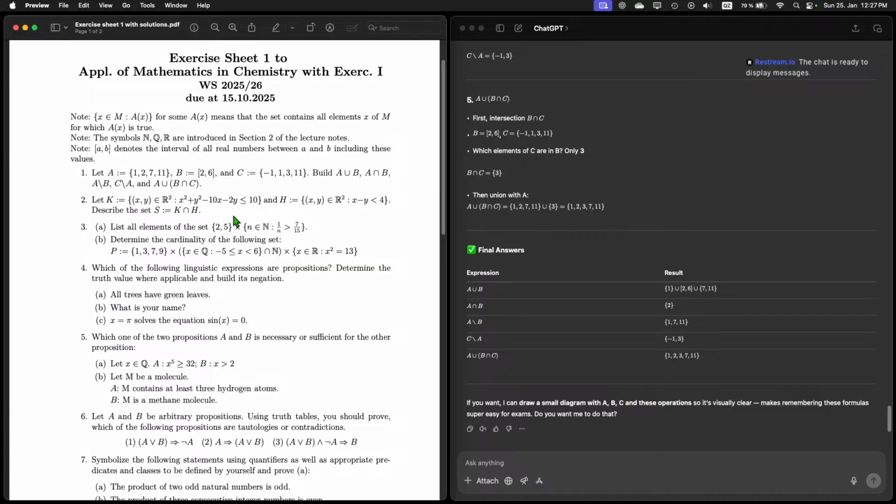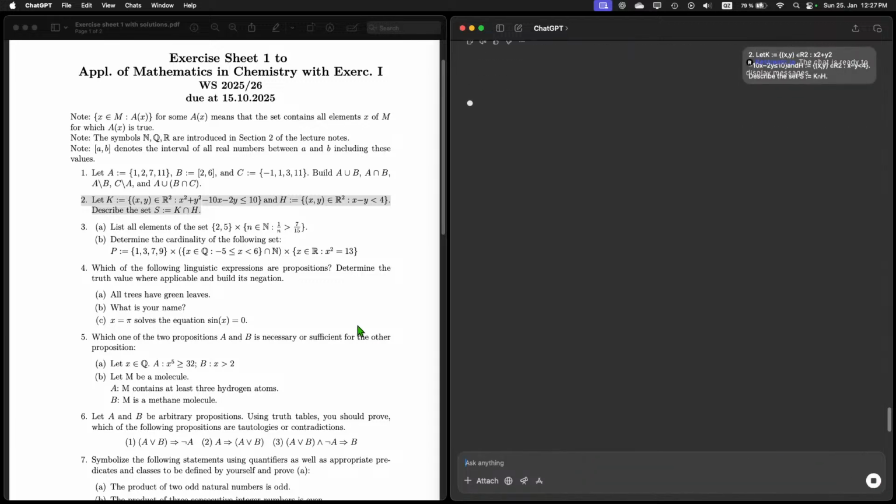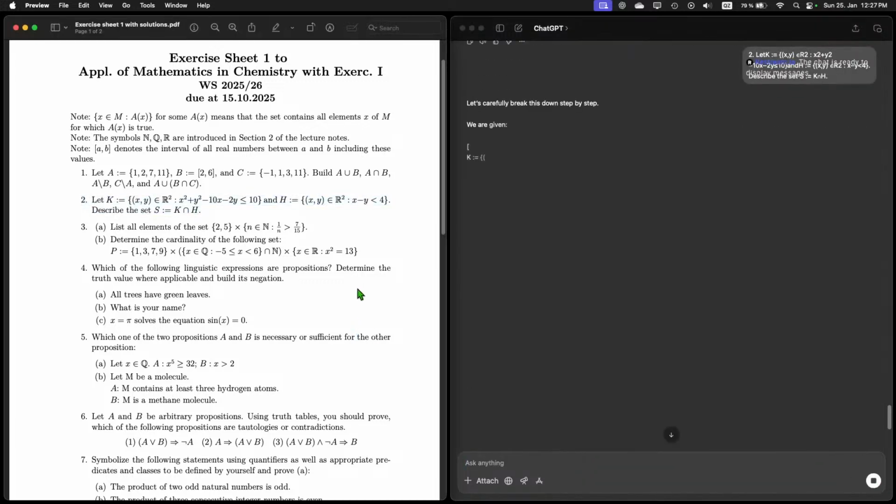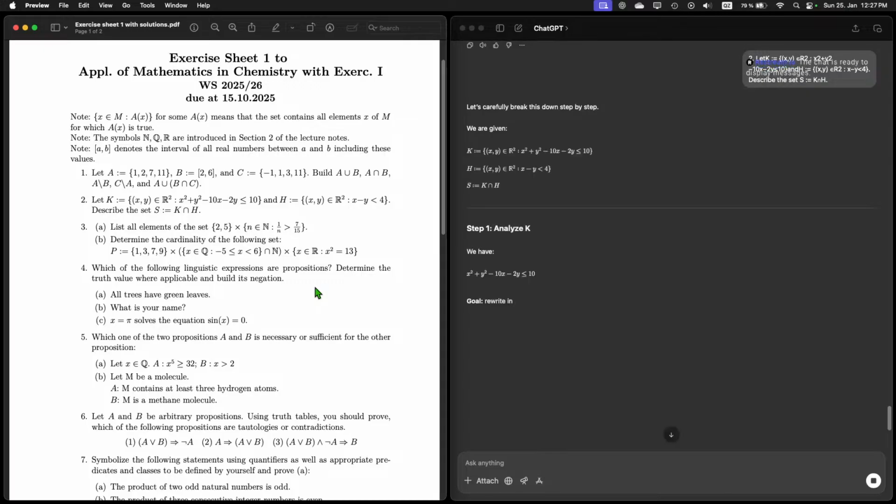Describe K equals, and H equals {(x, y) in R squared, where x minus y is greater than 4}. Describe the sets S equals K union H. I've got to see how my timetable is. Just a minute.